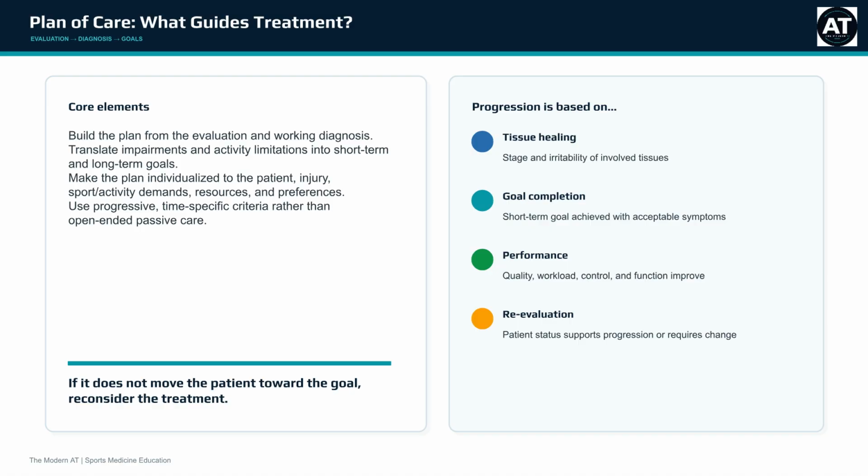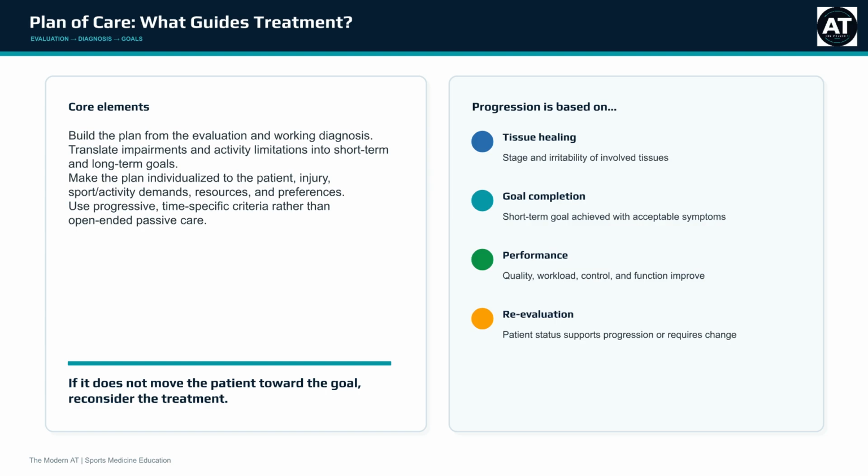A plan of care starts with the evaluation and working diagnosis, but it must be individualized. The clinician identifies impairments, activity limitations, sport or job demands, available resources, and patient preferences, then turns them into short-term and long-term goals. Progression should be criteria-based rather than simply time-based. Tissue healing and irritability set boundaries. Goal completion tells us whether the next step is appropriate.